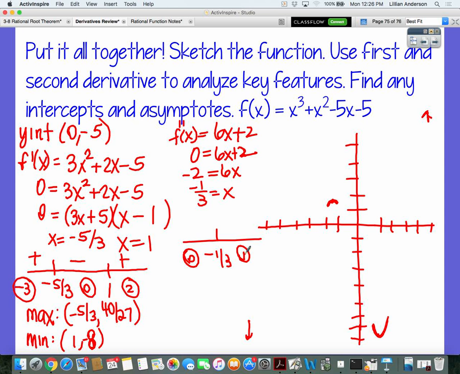If I plug in 1, I get positive. If I plug in negative 1, that should be negative. Sorry, guys. So this is an inflection point.